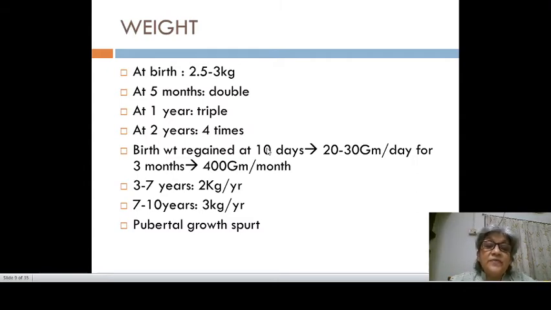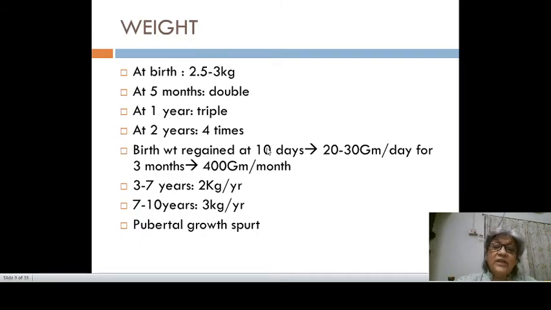Then in the second year, the weight gain is another 2 to 3 kg. From 3 to 7 years, it continues at that rate of 2 kg per year. 7 to 10 years, it increases a little bit. That is the prepubertal spurt, where we generally get around 3 kg per year, followed by the pubertal growth spurt. During that puberty phase, weight gain may be like 6 to 8 kg over that period.